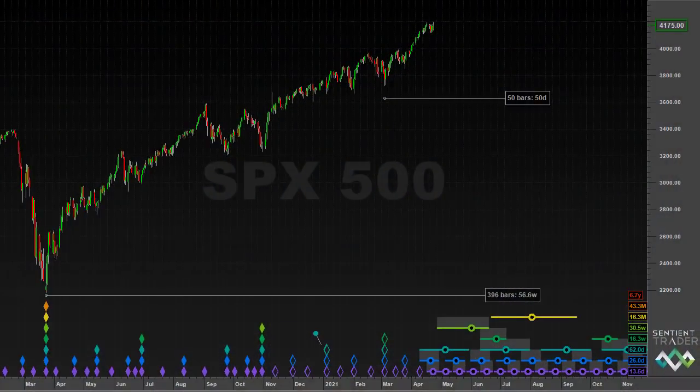So here is a chart of the S&P 500. This is the analysis that I've been speaking about over this sequence of market update videos. So we've been tracking it fairly thoroughly. There's not much to say about it.